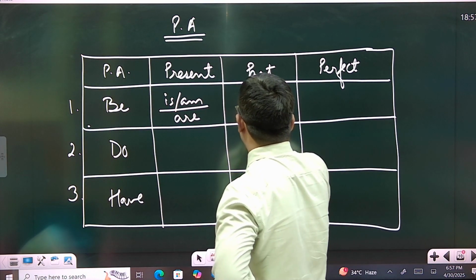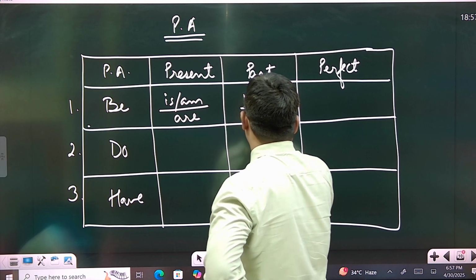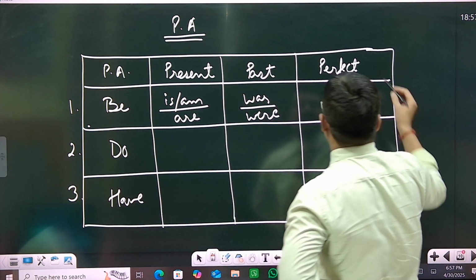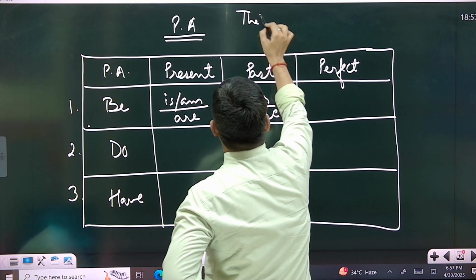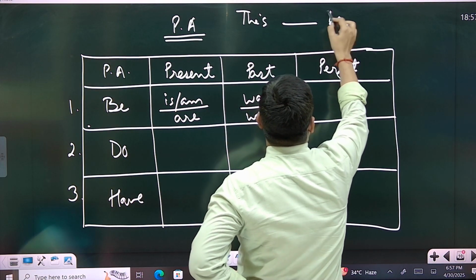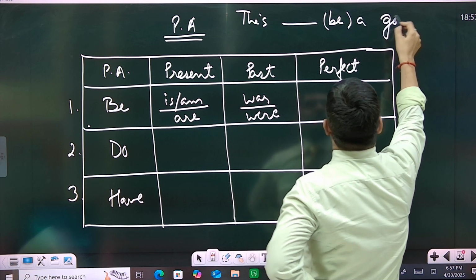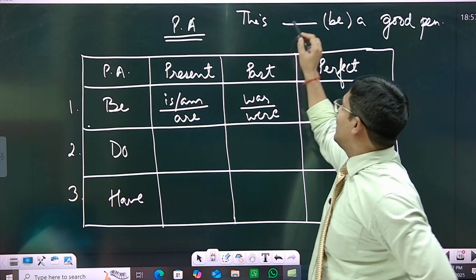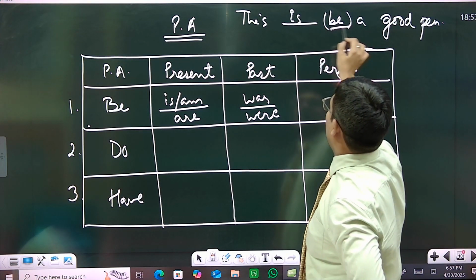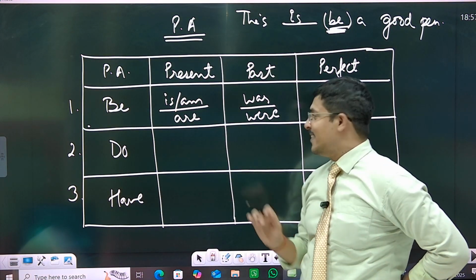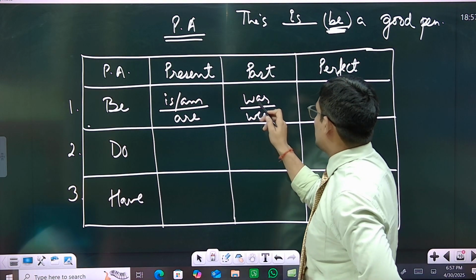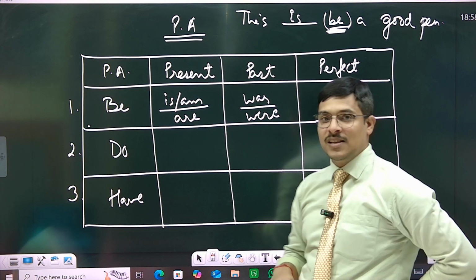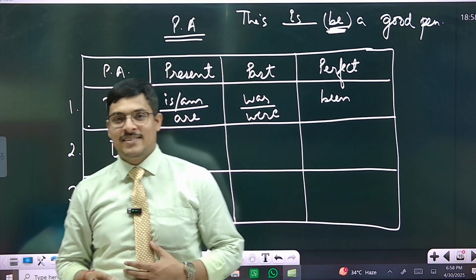Now, if we talk about be, present form of be is is, am, are. Past of be is was or were. You might have seen in primary classes, you get this blank: "___ a good pen." And if you have to write in present, what do you write? This is a good pen. Here be forms: in present we have is, am, are; in past we have was, were; and in perfect we use been. Especially when you write passive voice.